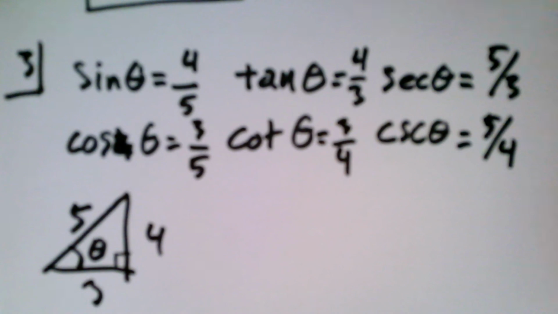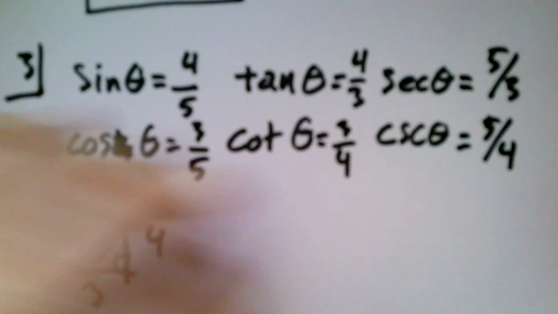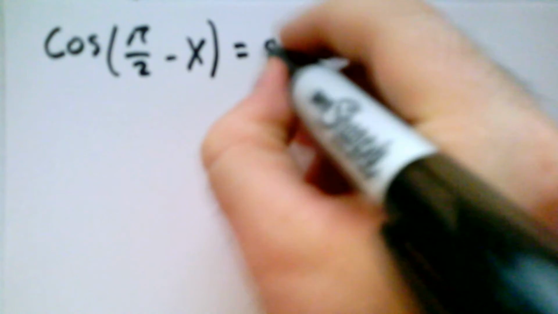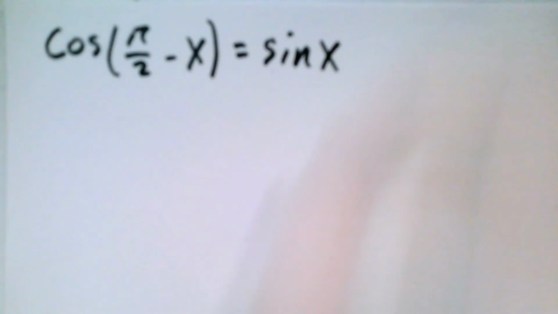Okay. So, continuing on. We need a new sheet of paper, so we will do this. How about we prove some identities? Okay. So, let's say that we have cosine of pi halves minus x equals sine x. Can we prove this?